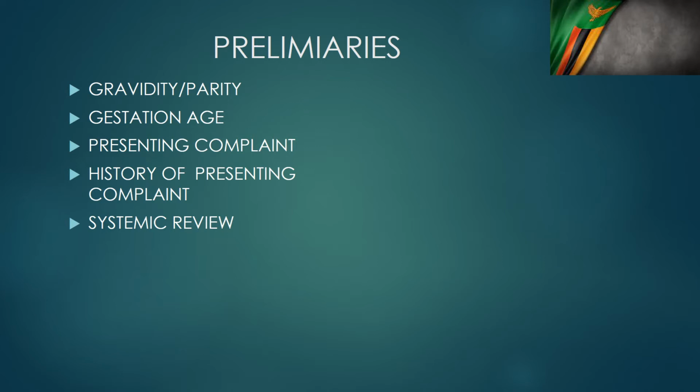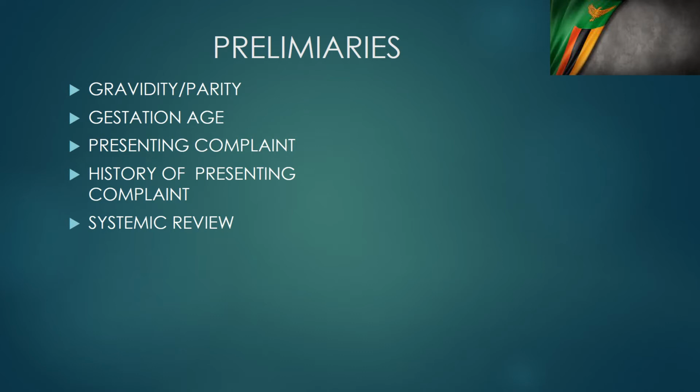So the history of presenting complaint is limited really by the knowledge of the one who's asking the questions, because a patient can bleed for so many reasons. They might have cervical cancer, so you need to ask questions that are related to cervical cancer. They might have vasa previa, so you need to ask questions that are related to vasa previa to know why this patient is bleeding. They might have an infection, a cervicitis, for instance. They might have a polyp. That's why they're bleeding in pregnancies.